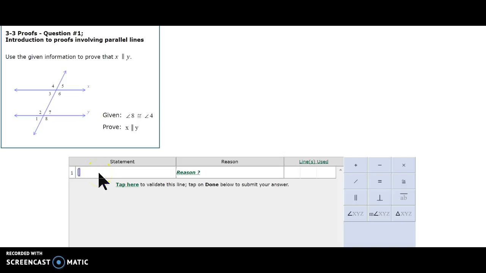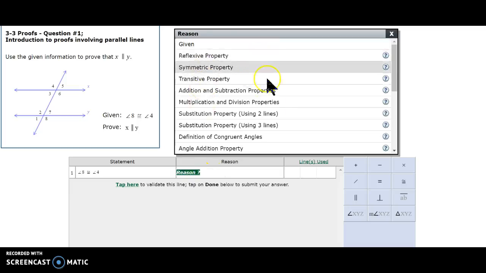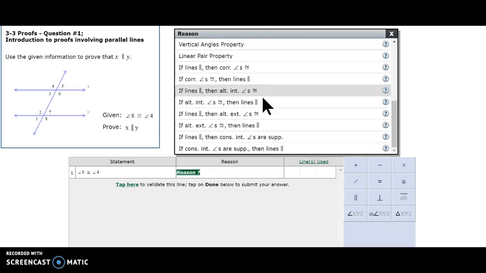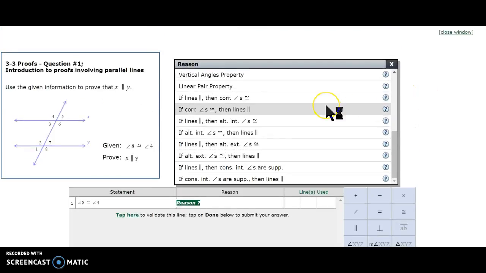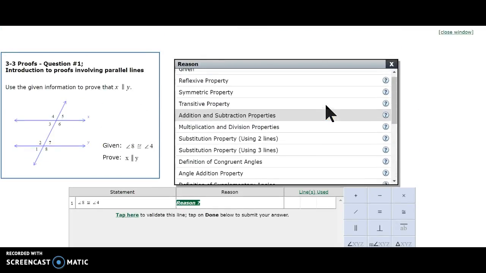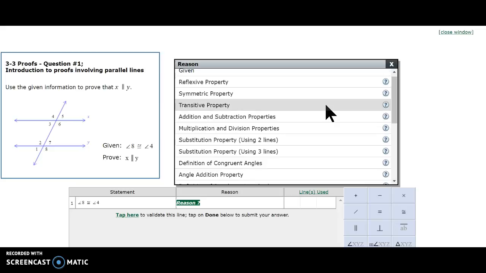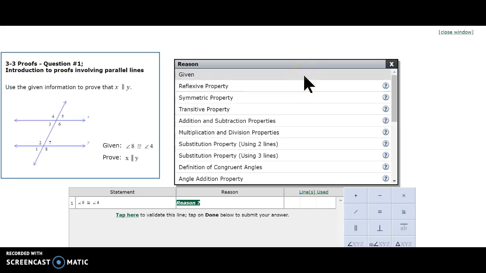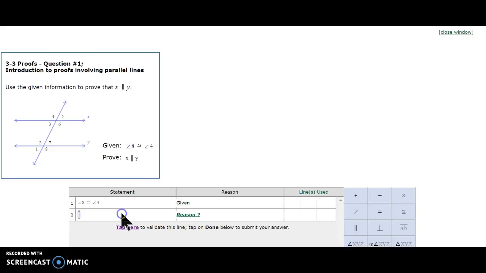So let's start typing. This is given. I'm going to say, given angle 8 is congruent to angle 4. And the reason, this is the part where, eventually we will come across all of these properties. That's why I said for now it is always easier to remember bit by bit rather than everything at once before the test or before the exam. So please remember the properties as we go. So angle 8 congruent to angle 4, that is given to us, and you click on next line.